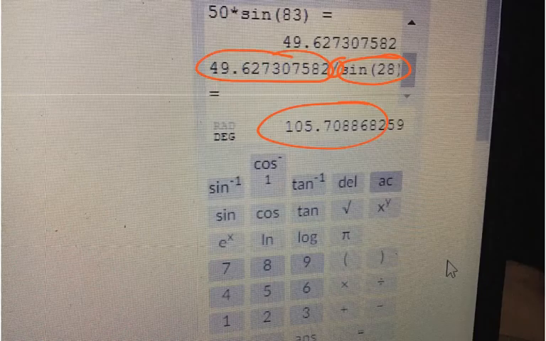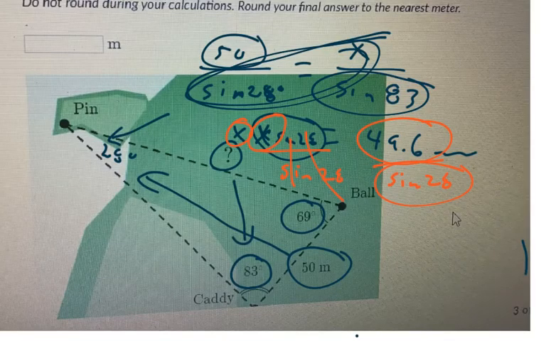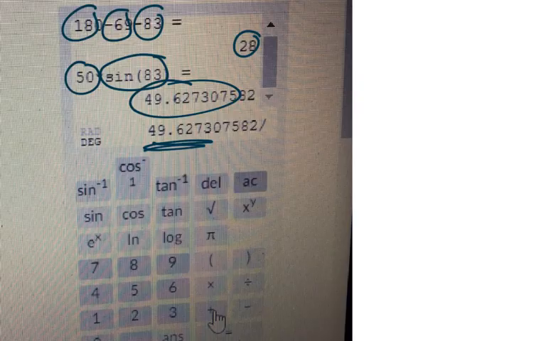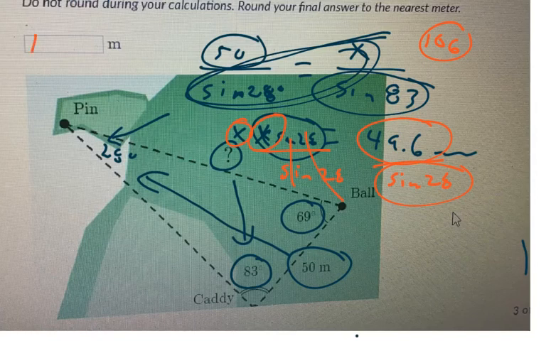And so I'm going to type that in. Let's see here. They want it rounded. Oh, so you would round off to 106, right? It was 105.7. So you would type that in there. Boom. Press enter. Check your answer.